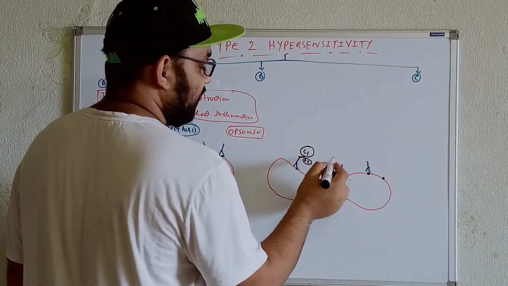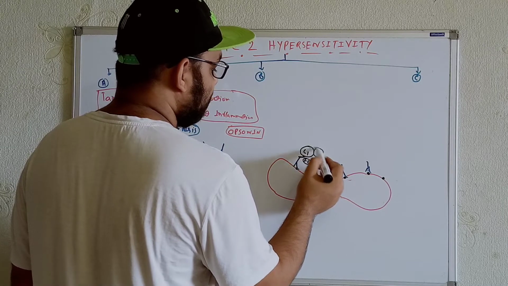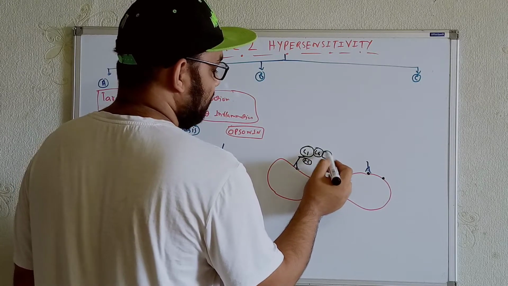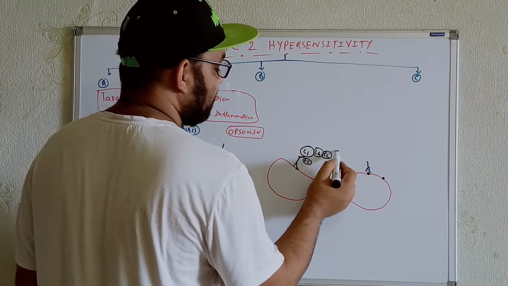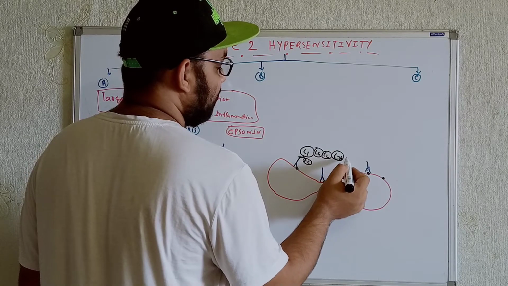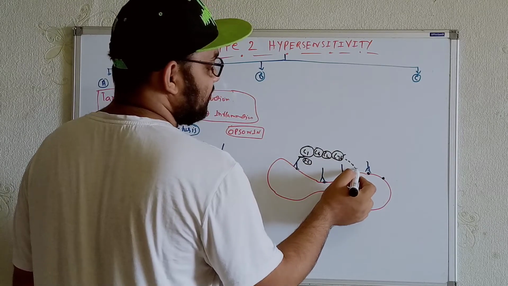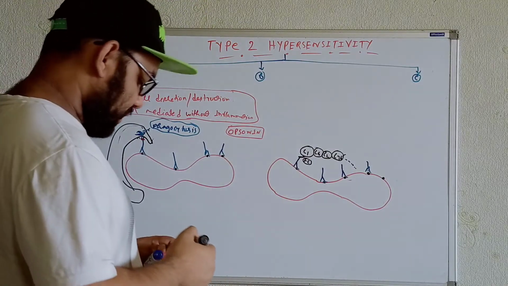First we will get C1, then we will get C4, then C2, then we will get C3b, and we will get C5b, C6, C7, C8, C9, just like this. Okay. Now think about this thing.